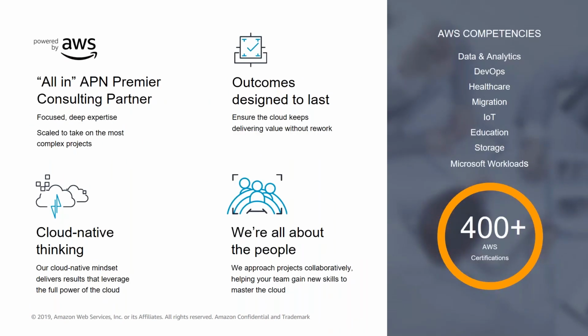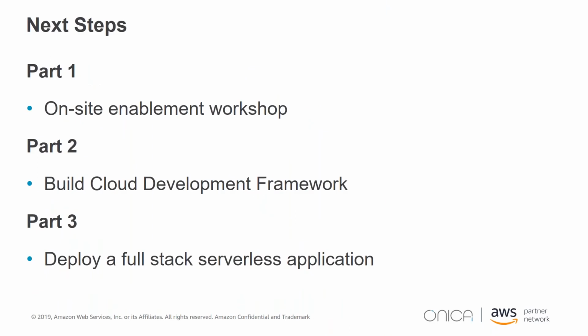So just one slide about Onica. We are an all-in AWS partner. Everything we do every day is help customers adopt AWS better and quicker. So we're all about this kind of cloud-native approach that helps you be the best cloud consumer and treat the cloud as a unique place to deploy to.